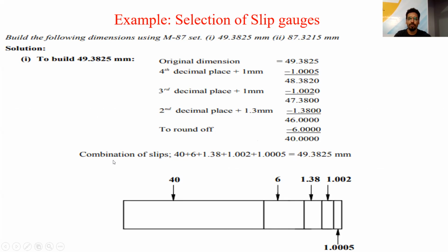Now what we have to do is the combination of slip gauges. We add these values of slip gauges: 40 plus 6 plus 1.38 plus 1.002 plus 1.0005, which is equal to 49.3825. In this way we can achieve the dimension by using 5 slip gauges.